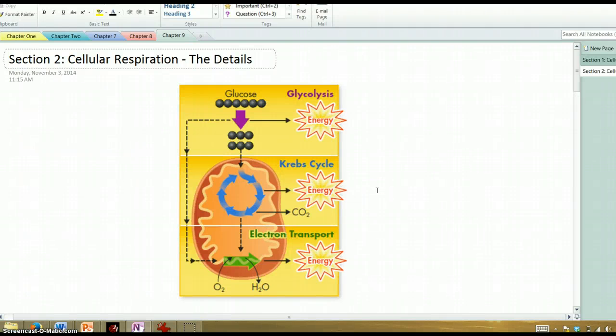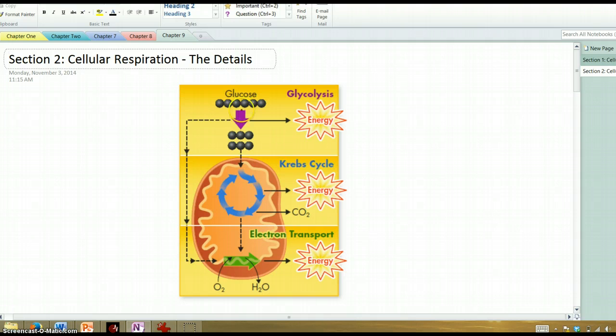All right, now let's talk about section 2 of chapter 9, the details of cellular respiration, this form of respiration that's going to take advantage of oxygen to extract energy out of foods, out of these energy-rich organic molecules like glucose. So again, here's the overall look, our three steps: glycolysis, Krebs cycle, and electron transport.